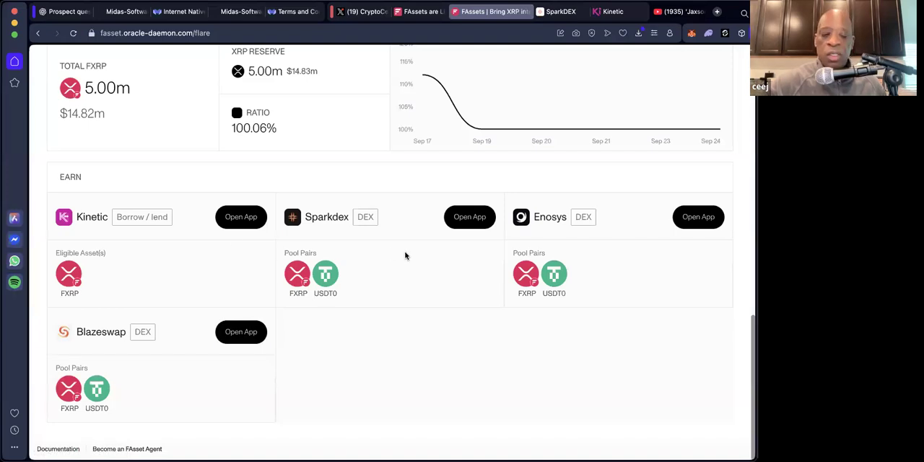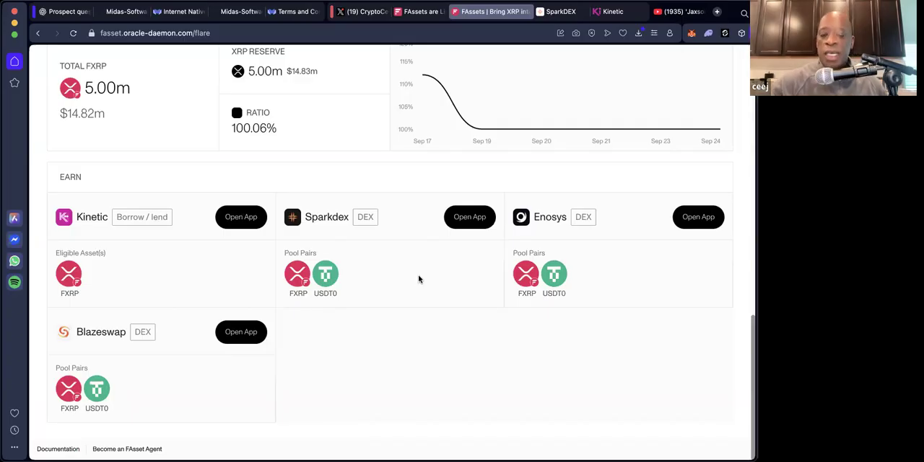I went to Kinetic and I went to market. I lent on Kinetic. I've entered a liquidity pool on Sparkdex, not much. $100 and $100, so $200 between the two. Maybe you want to start smaller than that.